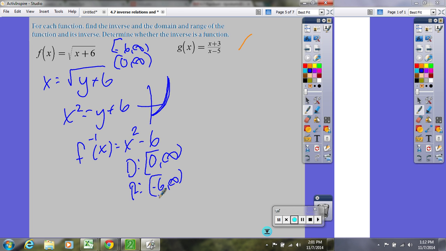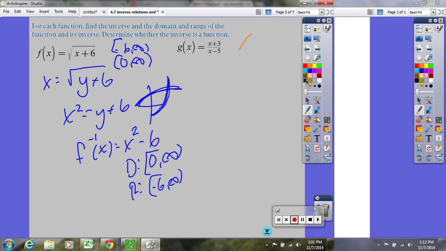And notice it just flip-flopped, didn't it? Because the original function was one to one. My original function looks like this. Is that a one to one graph? It is. Does that make sense? If it's one to one, you can just flip it.